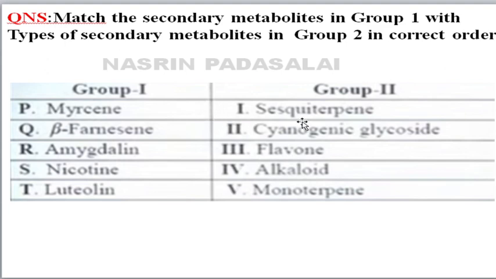Mesarine is an example of monoterpene, and beta farnesene is an example of sesquiterpene, and amygdalin is a cyanogenic glycoside. So any secondary metabolite ending in -lin belongs to the cyanogenic glycosides, and your nicotinamide is nothing but an alkaloid, and your luteolin belongs to the flavonoids. So the answers are P5, Q1, R2, S4 and P3.